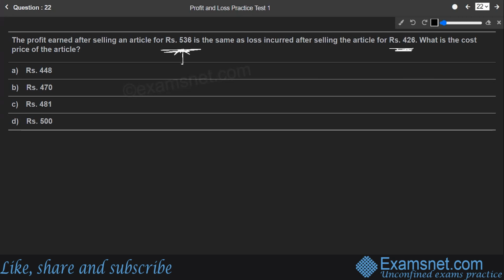So let us find out the first part of it. They say profit earned after selling an article for 536. So the profit value is what? Selling price minus cost price. So the selling price is 536 minus cost price. Let the cost price be CP only. So this is the profit earned in the first deal.